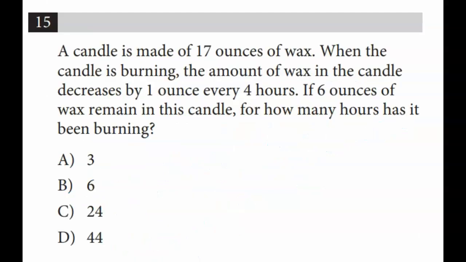All right, number 15. A candle is made of 17 ounces of wax. When the candle is burning, the amount of wax in the candle decreases by 1 ounce every 4 hours. If 6 ounces of wax remain in this candle, for how many hours has it been burning? All right, sweet. So it starts with 17 ounces, and it burns 1 ounce every 4 hours. And we have 6 ounces left.